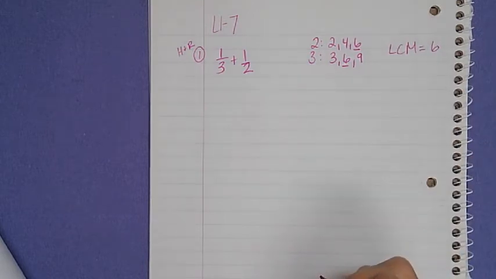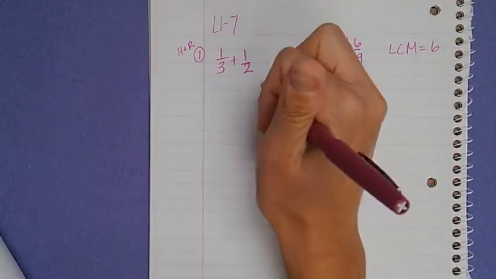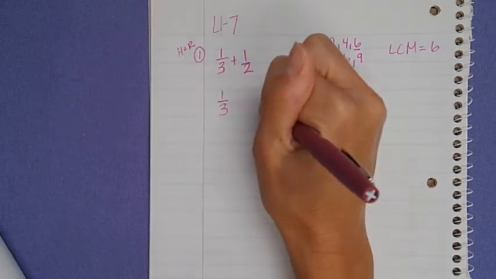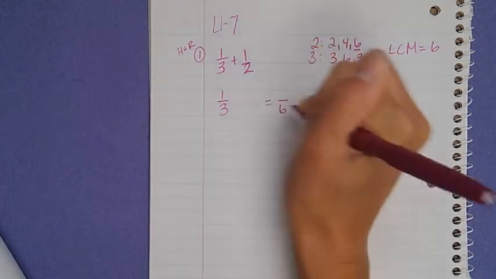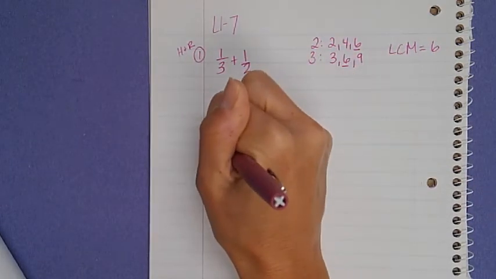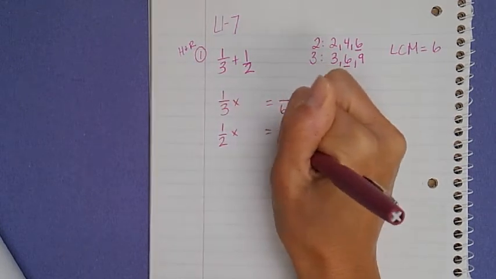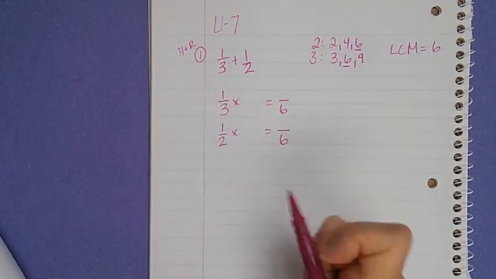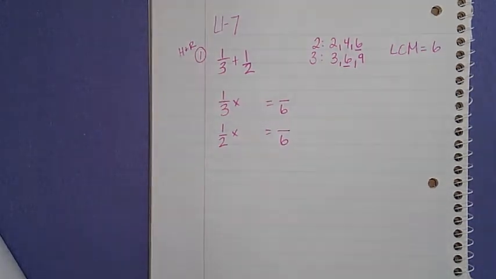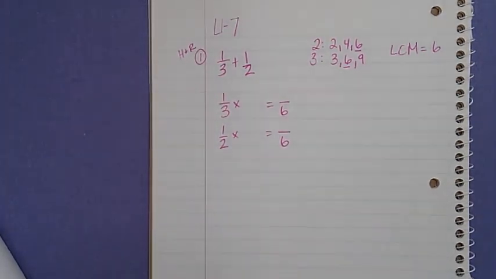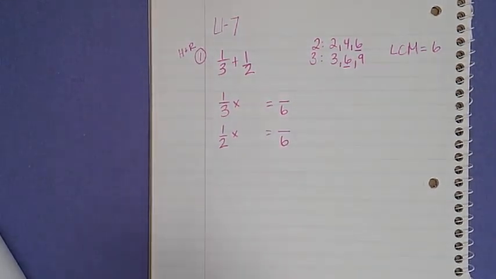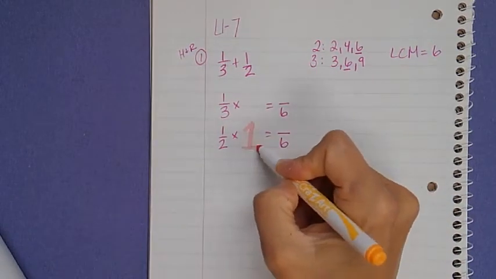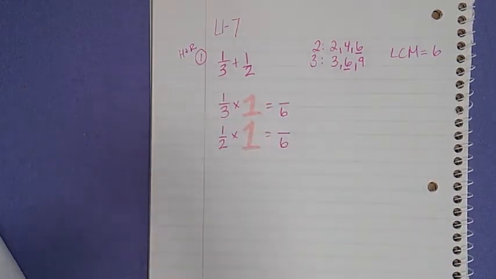So 6 is what I'm going to use as my denominator. So I need to figure out how to get 1/3 to a fraction over 6, and I need to get 1/2 to a fraction over 6. So I have to multiply by a fraction equal to 1, because that's how we're able to change the way the fraction looks, but not change the value of the fraction.